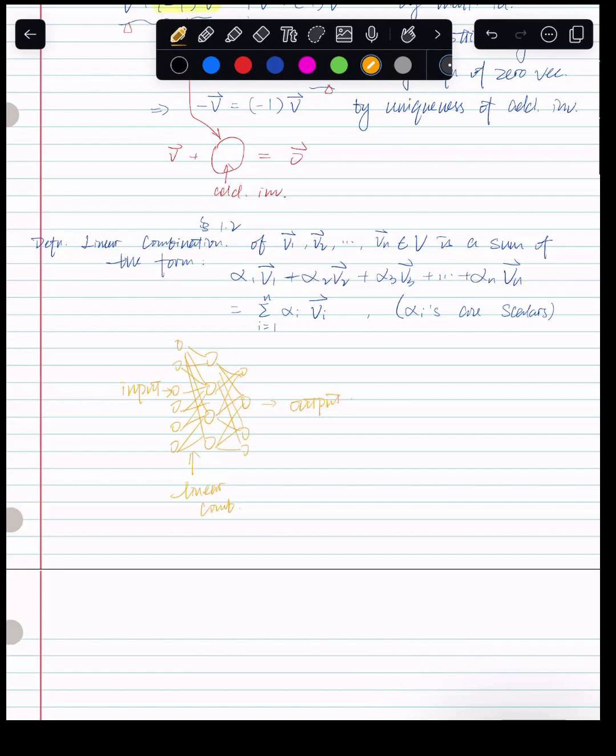In the training process of a neural network, the goal is to find the weights we want to use for the linear combination. So these are the scalars we are trying to look for. You're trying to look for the best scalars.